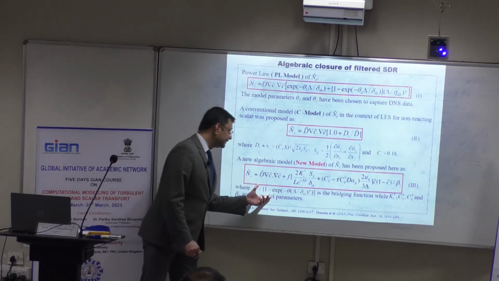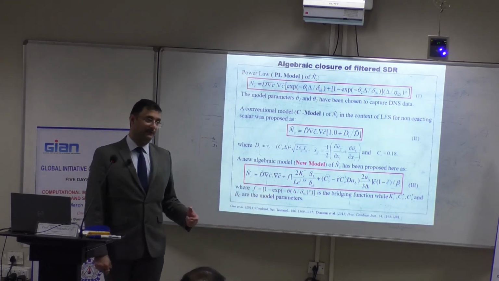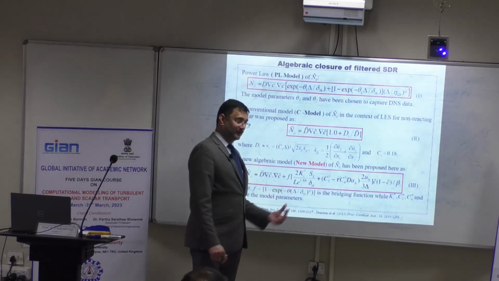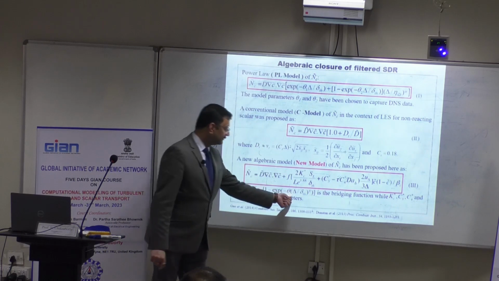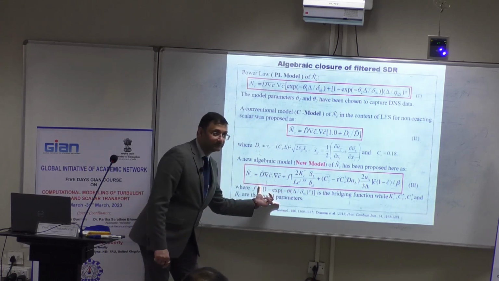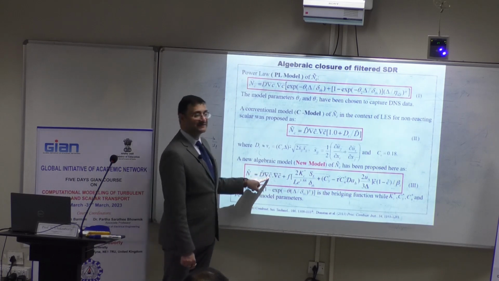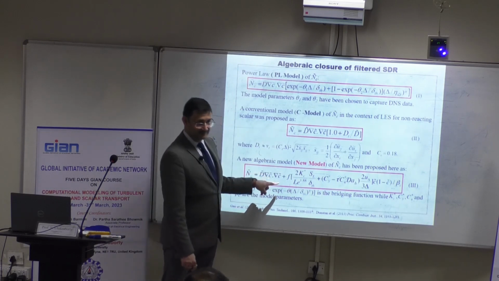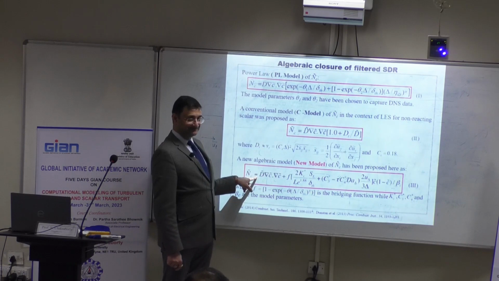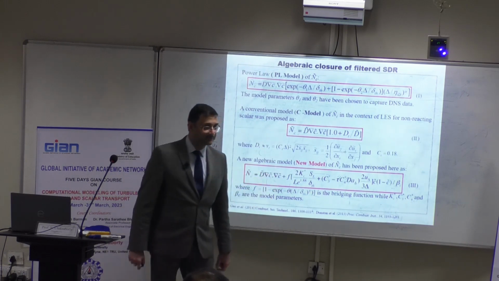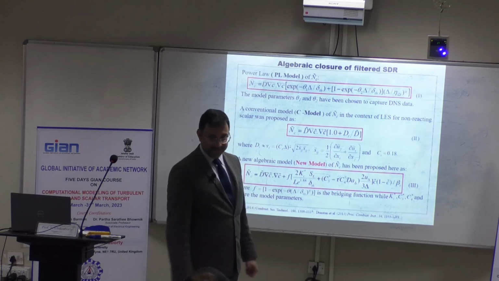The idea of the bridging function is that when the filter width delta is very small, so if you put delta equal to 0, this term goes to 0. Okay? In the DNS limit, C tilde becomes C, D tilde becomes D. So NC becomes the same as this one. That's what happens in the DNS limit.